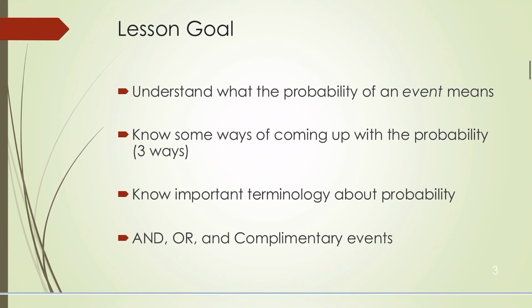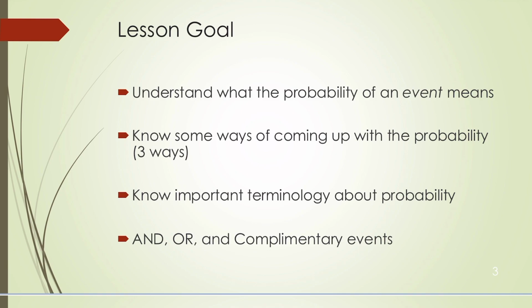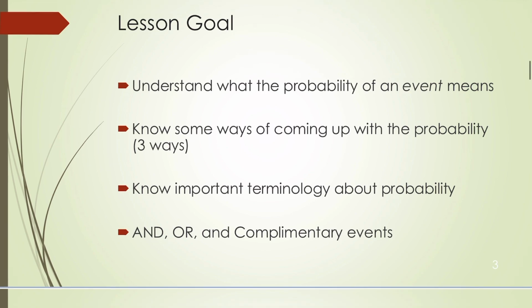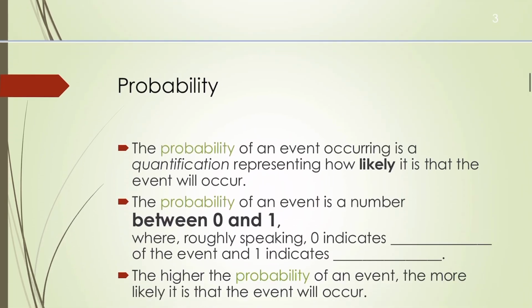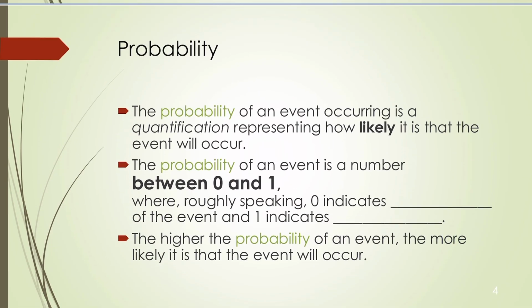The goals of this lesson are to understand what the probability of an event means, and we'll talk about what an event is. Know some ways of coming up with the probabilities. There's three ways we'll talk about. Know important terminology about probability, and then, lastly, and, or, and complementary events. So that's what we have in store. Okay, so at this point, just think of an event as just something that could happen.